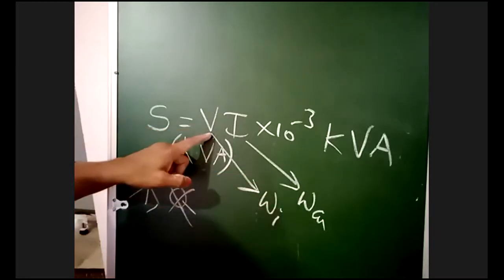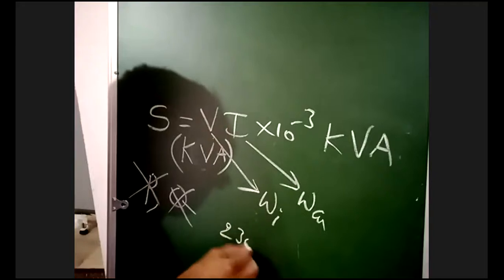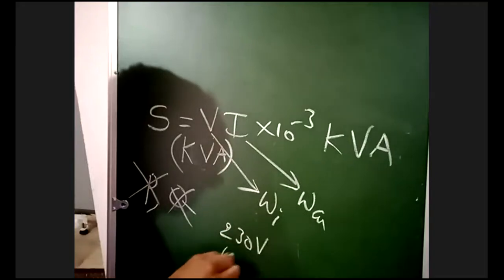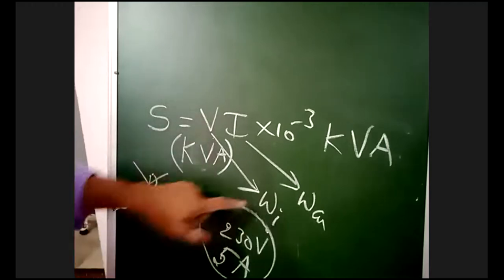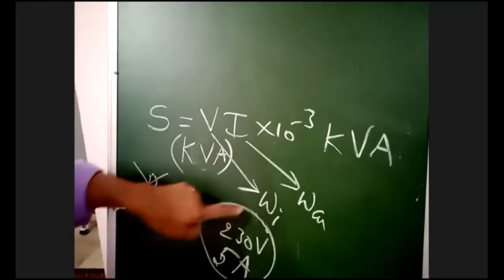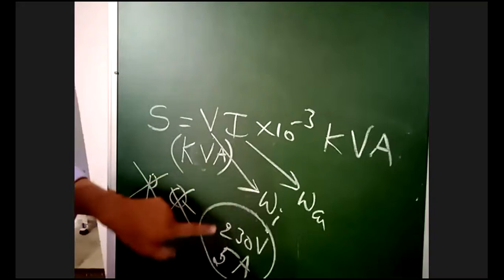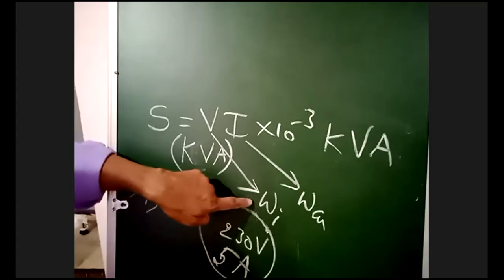By applying the rated voltage of the transformer, suppose the transformer rating is 230 volt and 5 ampere. This is the rating. While determining the iron loss, we have to apply the full voltage of the transformer. Then only you can determine iron loss. If you apply full voltage, rated voltage, meaning maximum voltage, then you get the complete iron loss.